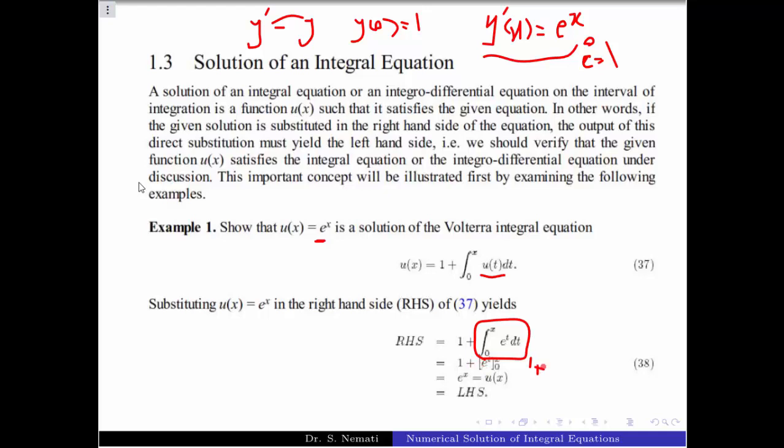1 plus, here I have e to the power x, minus e to the power 0, which is 1. And these two 1s with negative signs will be deleted, so we have e to the power x. So in the right side we have e to the power x, and we know that in the left side we also have e to the power x. So it was easily checked that this function is a solution of this integral equation.